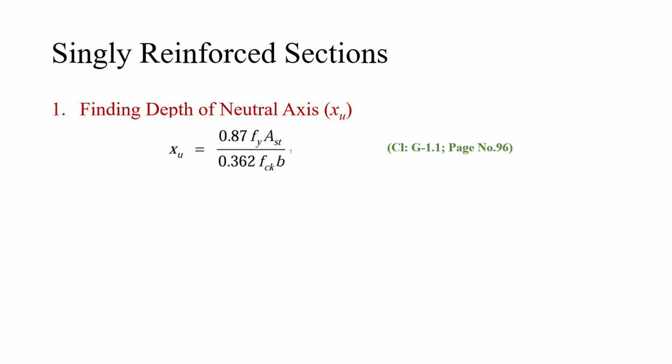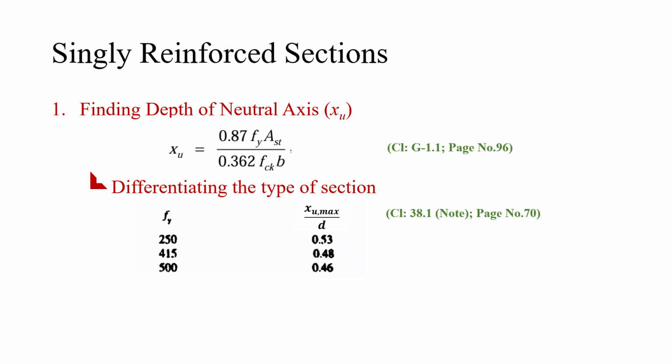The same equation can be found in clause G-1.1, page number 96 of IS 456. So if the Ast is given, if the width is given, then it is very easy to find out the depth of neutral axis xu. In addition to this, we would be differentiating what type of section we will be getting for the given dimensions.